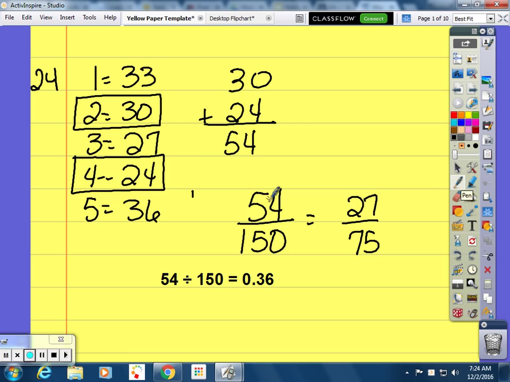Notice I put the top one in first. Move this decimal 2 times. So this is going to be 36%. If you don't put the percent sign in, it's not going to be counted correct. So probability means the number that it happened over the total number that you did. This was even, and this is my rolls. Moving on to number 25.